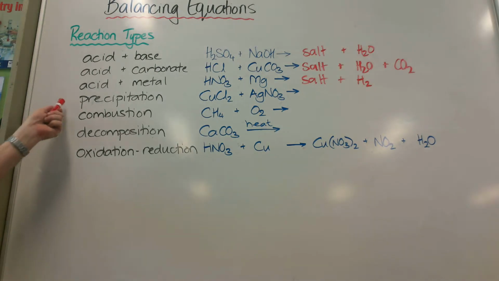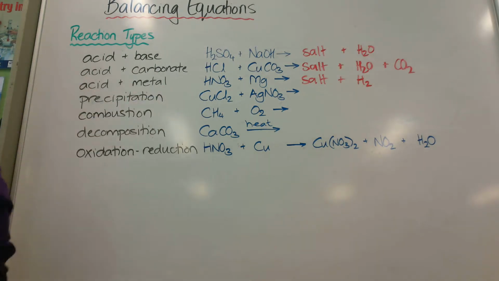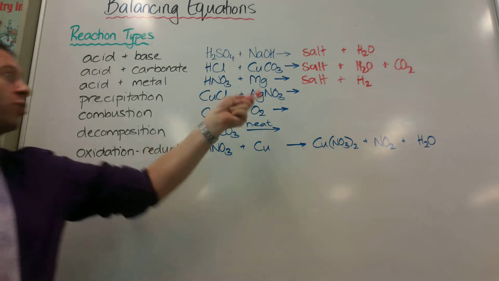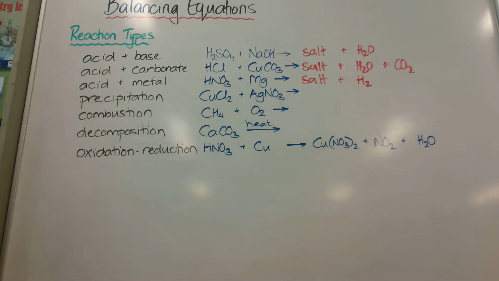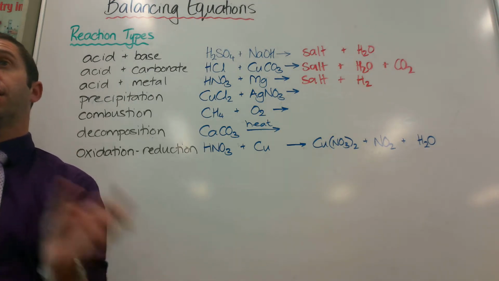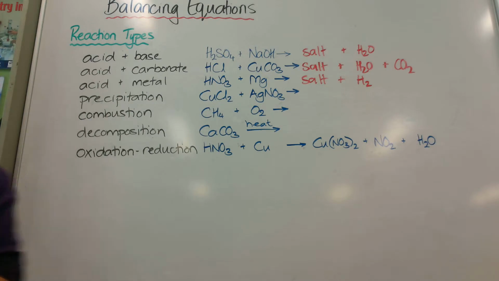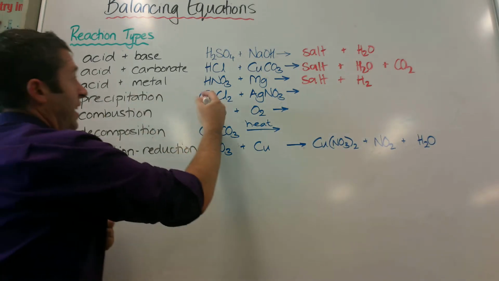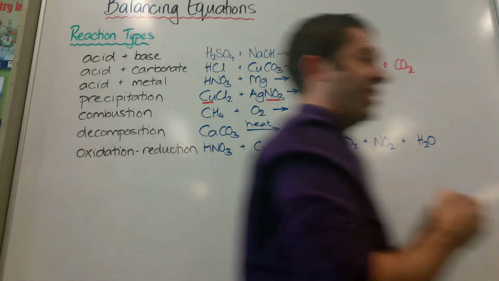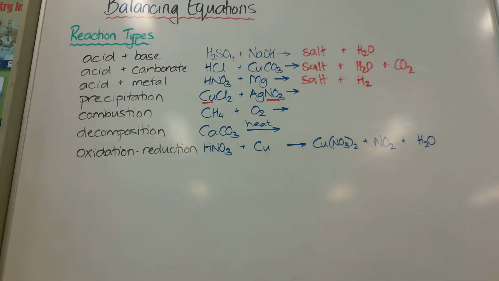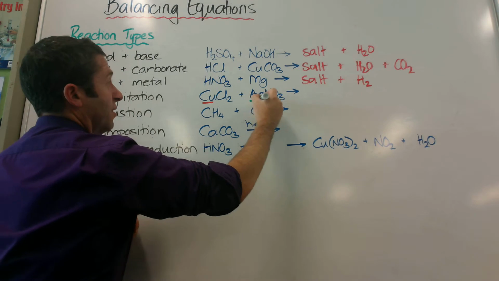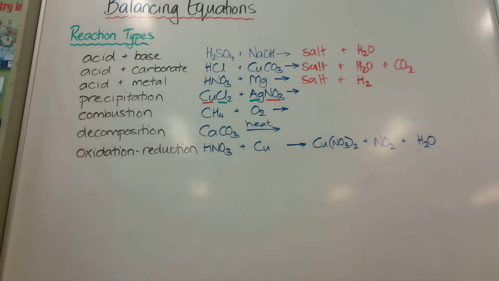Okay, let's carry on. Precipitation, I'm going to use the example here of copper chloride and silver nitrate. Can anyone tell me what would actually be made? Which two things? One's a solution and one's a precipitate. Copper nitrate and silver chloride. Fantastic. So I have copper nitrate, and I'll change colours here to help us, and silver chloride. The silver chloride is the precipitate, the copper nitrate is the solution.